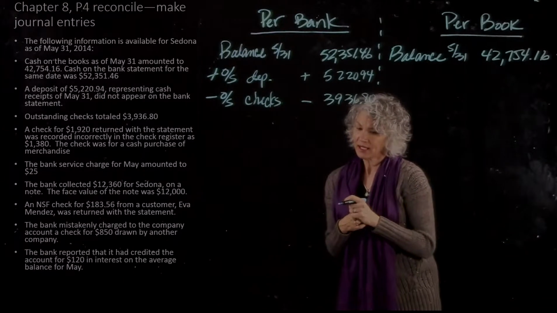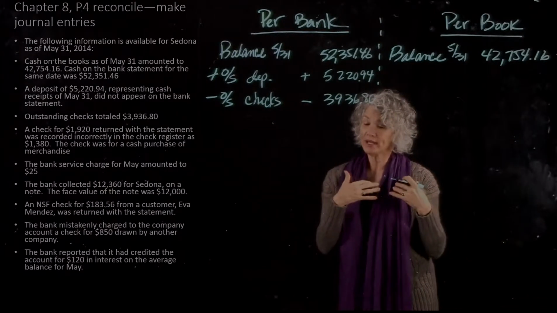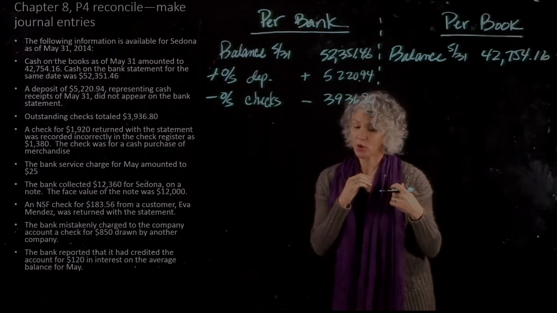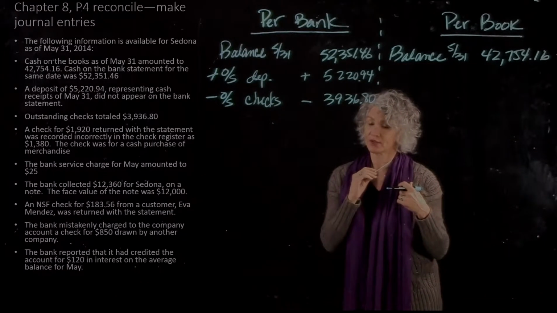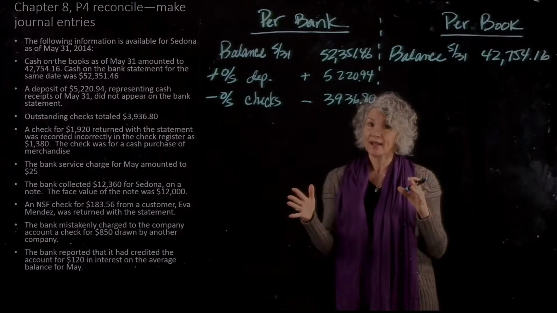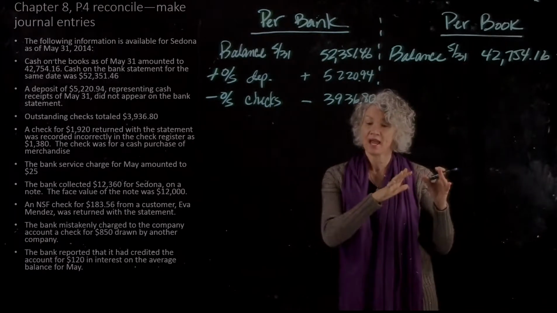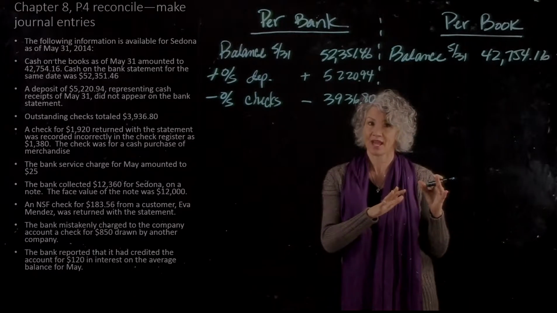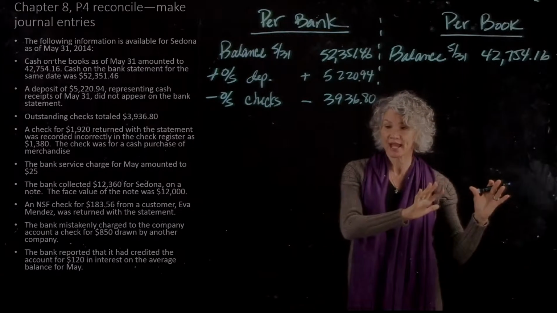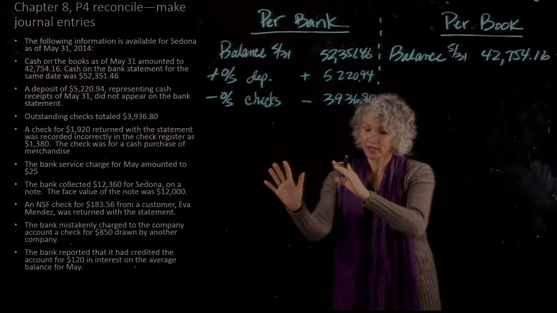Okay, then a check for $19.20, in other words, a check that we wrote for $19.20, returned with the statement, was recorded incorrectly in the check register as $13.80. Okay, so what happened is we really wrote the check for $19.20, and that's what the bank cleared it as, but somebody recorded it in the accounting system as $13.80. So we've only subtracted $13.80 when we wrote the check, and they subtracted $19.20, apparently correctly, in the bank.